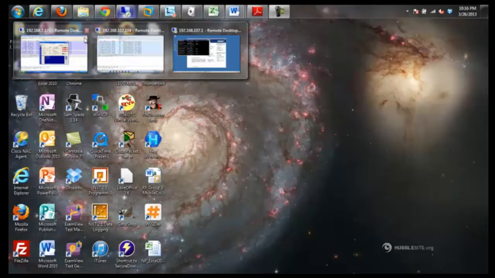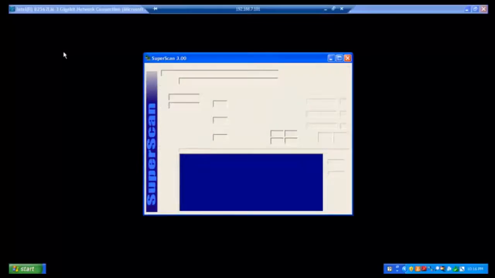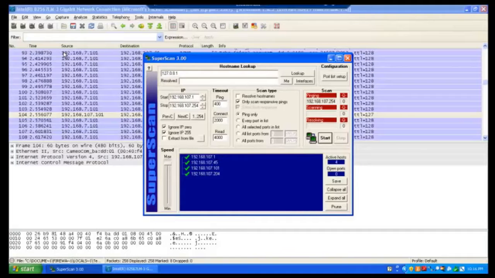And I'm going to remote desktop into these computers. This is a computer on the 192.168.7 network. It's a 7.101. Now, obviously, this is a private IP range. And we're going to use this as the scan, the machine that's running the sniffer and the machine that's actually doing the ping sweep.